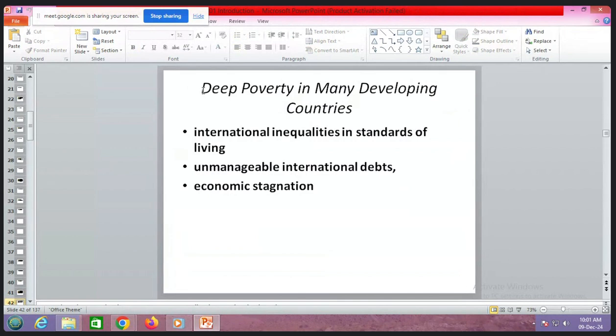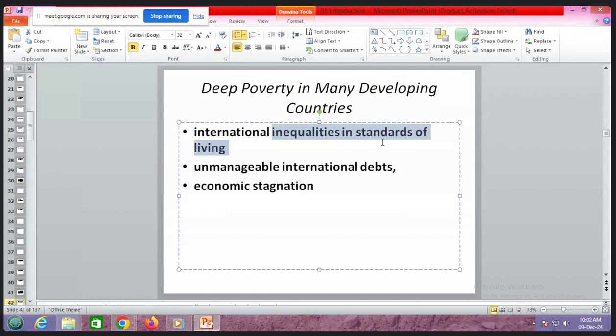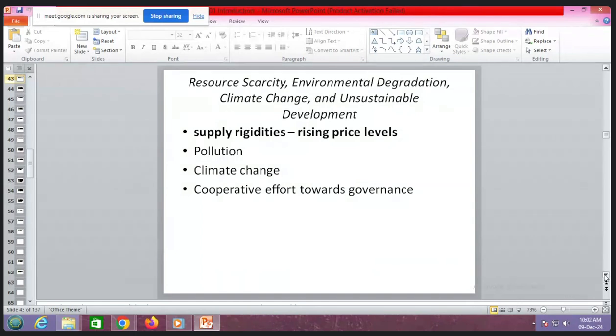Besides all these aspects, one of the biggest challenges that the world is facing is deep poverty. In spite of having a very high growth rate of trade in the world, we find that there are a lot of international inequalities in the standard of living. Even today, a substantial part of the world stays below the poverty line, that is below $1 per day wages. And there are a lot of unmanageable international debts, which is also a cause of concern.